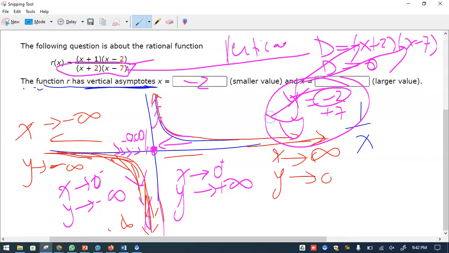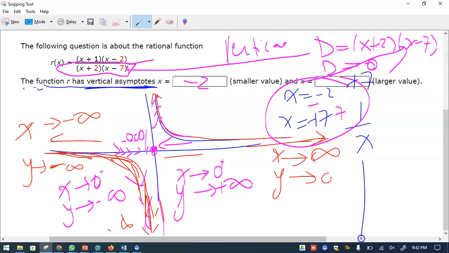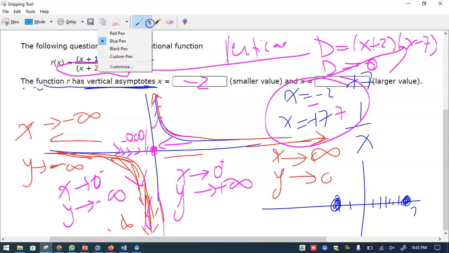Sorry, I'm sorry, this should be x equals -2 and x equals +7. So this plus is +7 and you're done. It means if you see the x-axis, this is -2 and 1, 2, 3, 4, 5, 6, 7. So there is a vertical asymptote, usually denoted by a dotted line, like something like this, and this one.